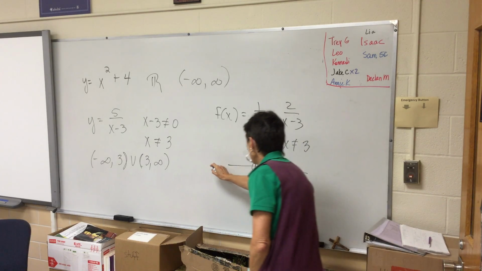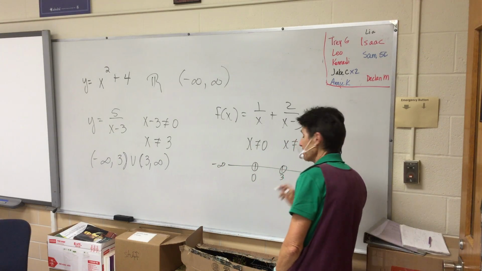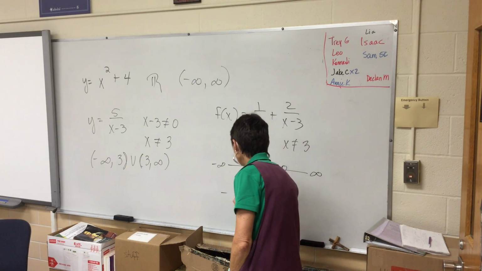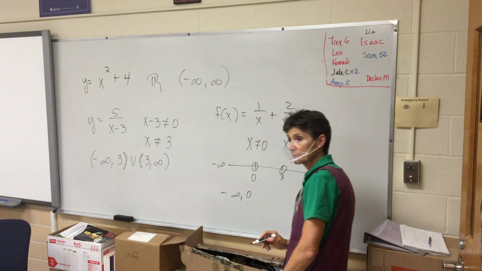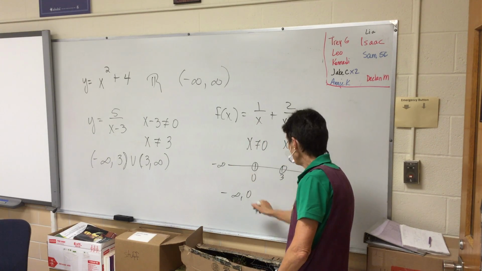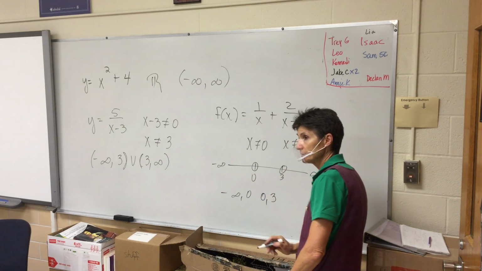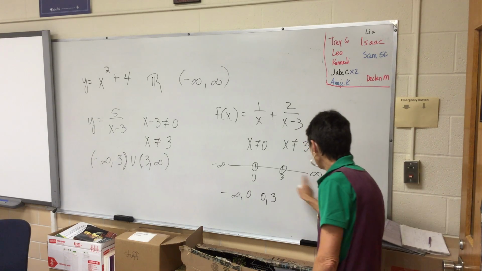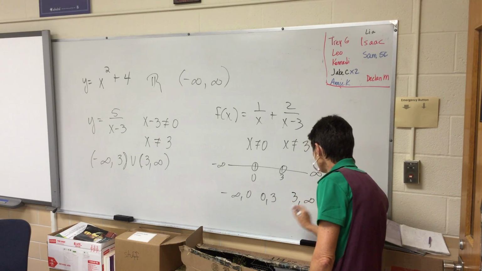So I'm going to go from negative infinity out here and infinity out here. So I'm going to go from negative infinity to zero, right? And then I'm going to go from zero to three. And then I'm going to go from three to infinity.